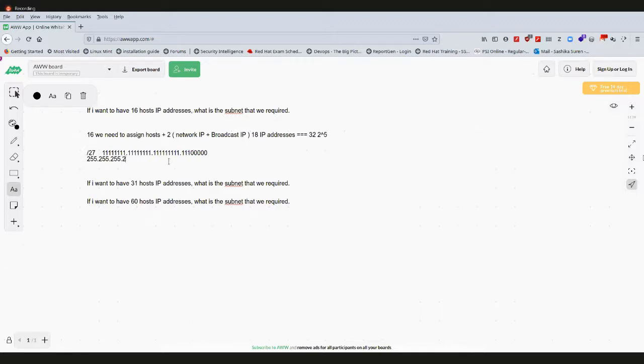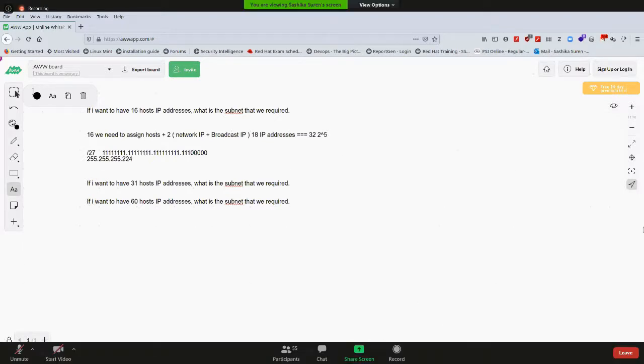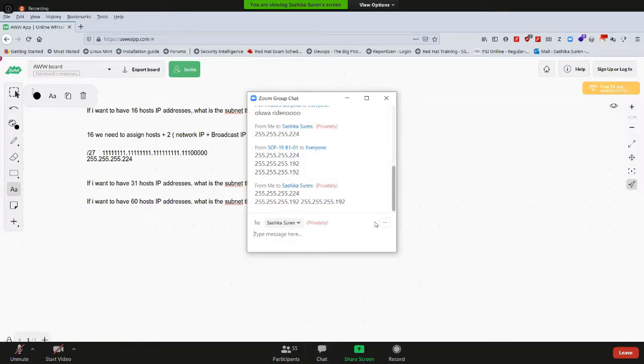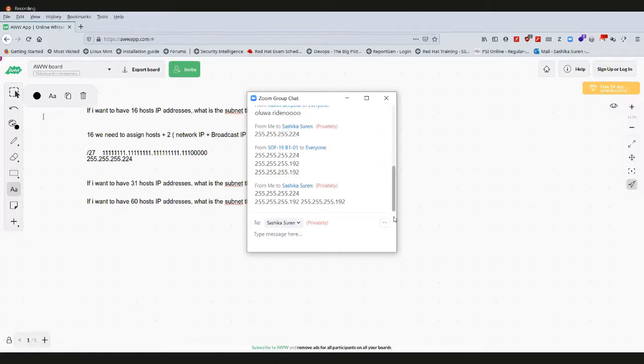I guess most of your answers were not correct. Let me check that. Yeah, because they calculated 240. 240 means you have taken only the 16 IPs. Someone has given the exact answer. See, Pragati and Sachinika have given the answers correctly. Pragati, yeah, she has done a good job.